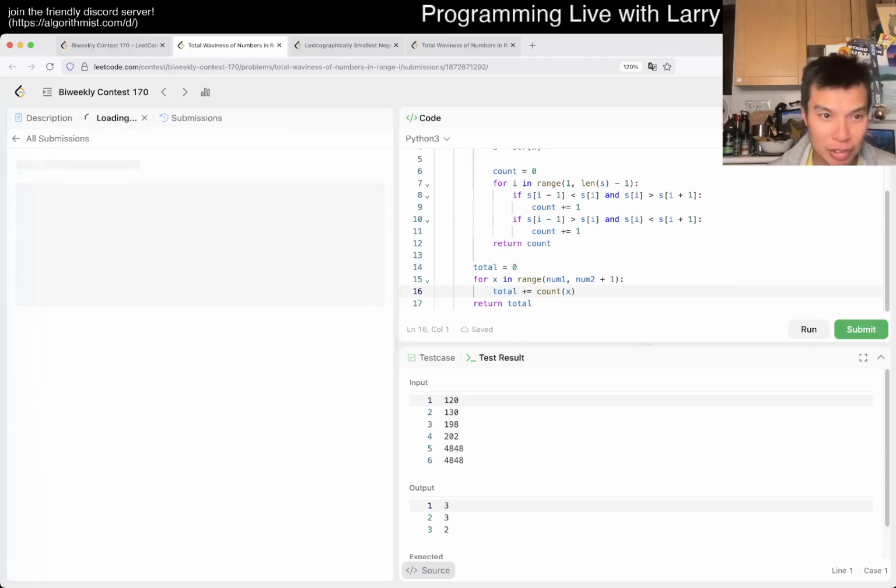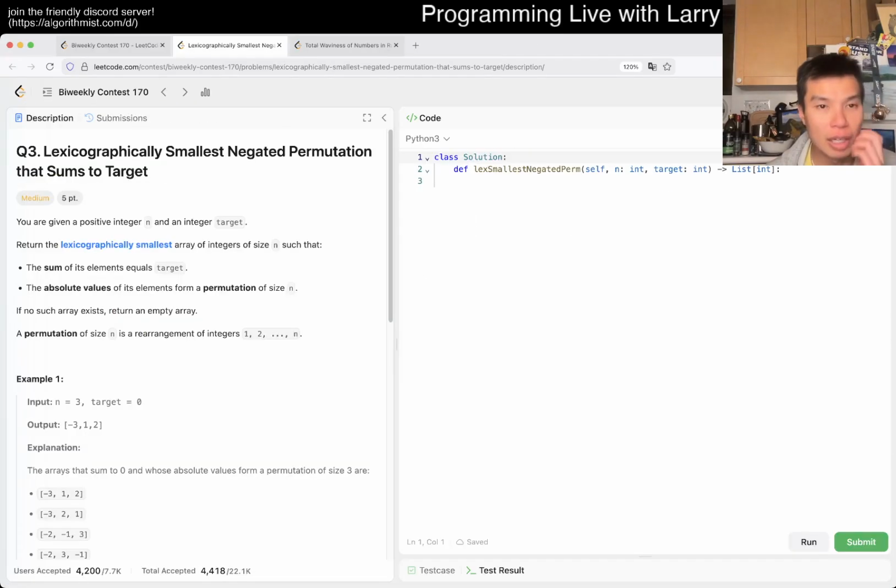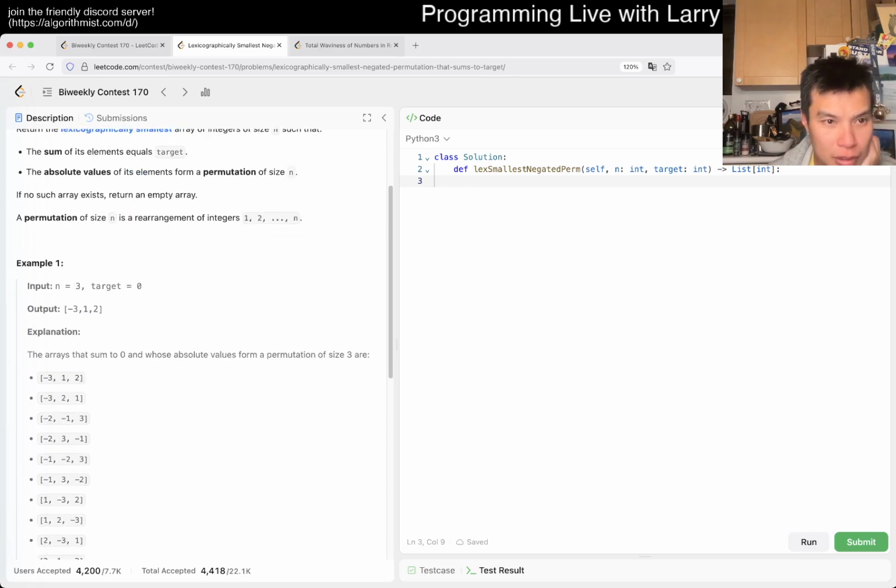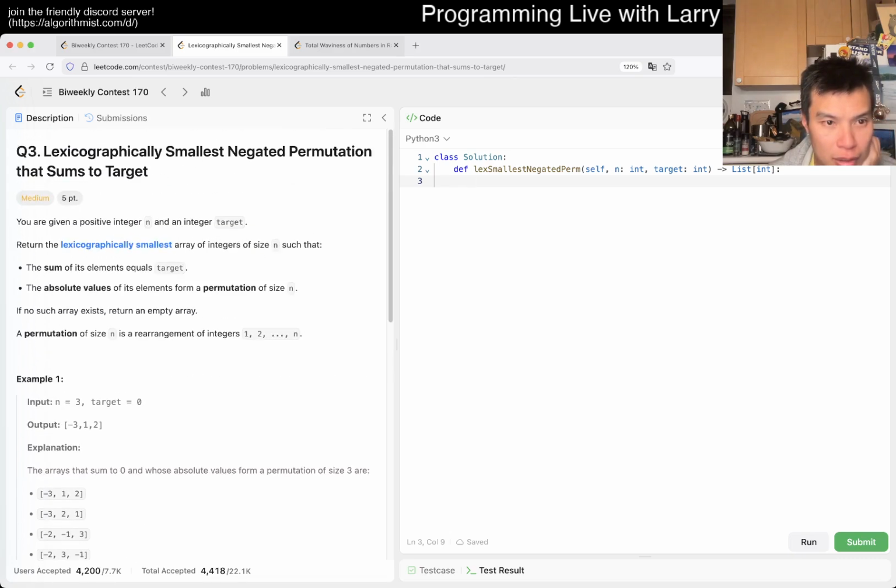Hoping I didn't do anything too silly. Okay. Let's grab, because what does that even mean? N is equal to, okay. Sum of the elements is equal to target.